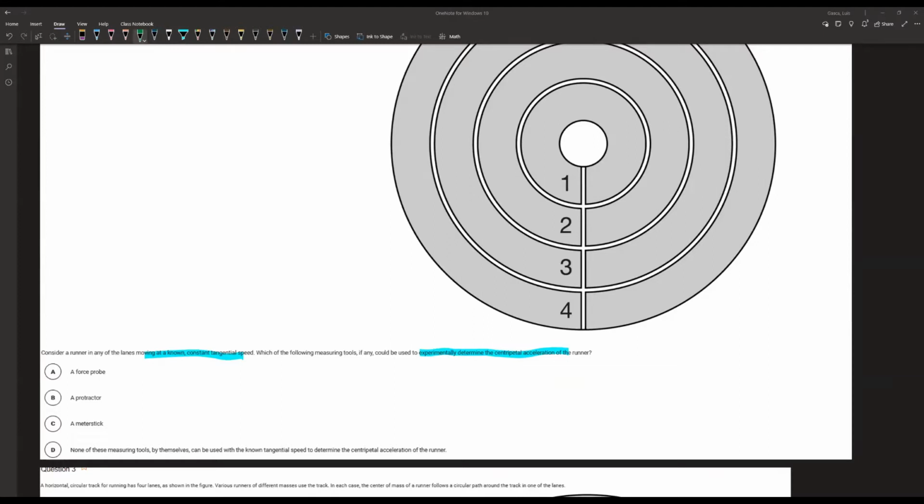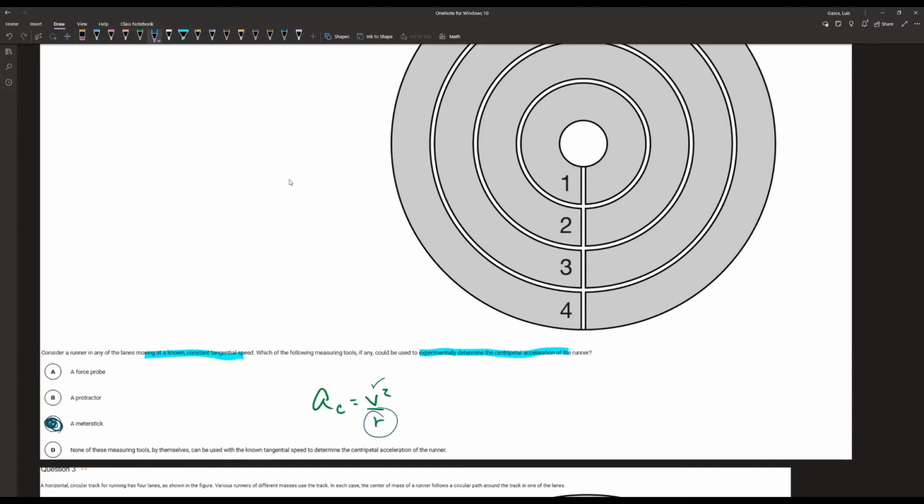We'll go ahead and call it there and let's see. So we have learned that the centripetal acceleration is given by v squared over r. And we already know this quantity. It is known as a tellus. So really we just need the radius, and we're going to get that radius by a meter stick.